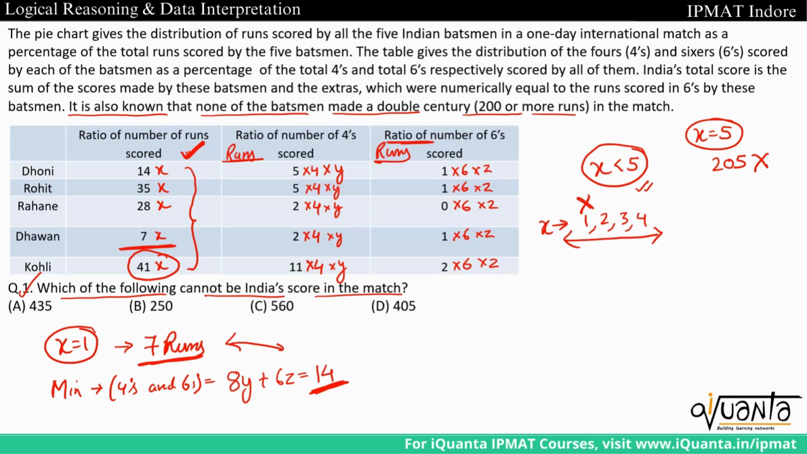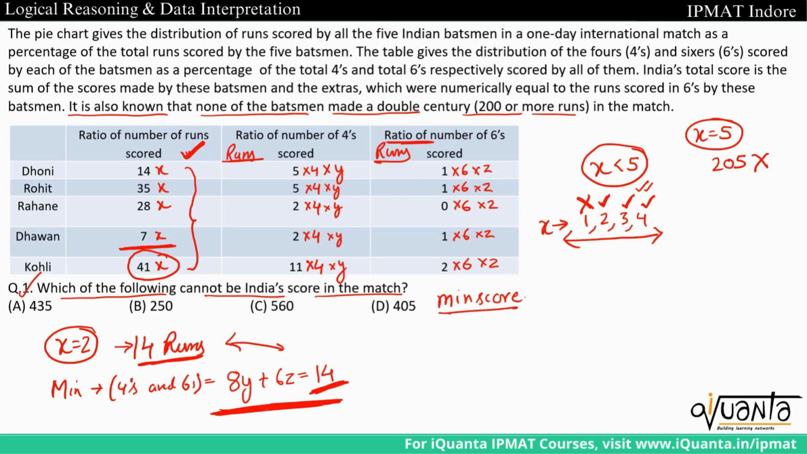So let us try with x equal to 2. If we try with x equal to 2, then the minimum number of runs scored by Dhawan will be equal to 14 runs. And yes, Dhawan can score 14 runs in fours and sixes as well. So that means the minimum value of x that satisfies every condition will be 2. Similarly, 3 also can be the value of x, 4 also can be the value of x. Now, according to the first question, we need to find out which of the following cannot be India's score in the match. So let us try to find out the minimum score of India in the match. Minimum score will be found when x is equal to 2.